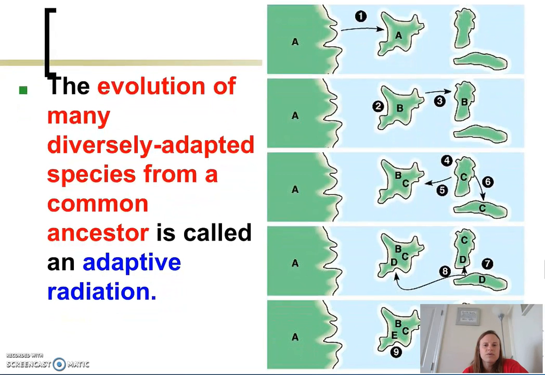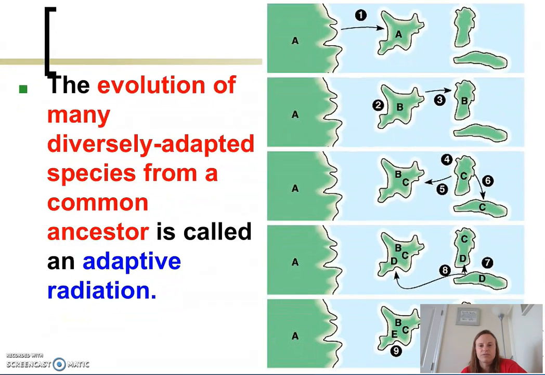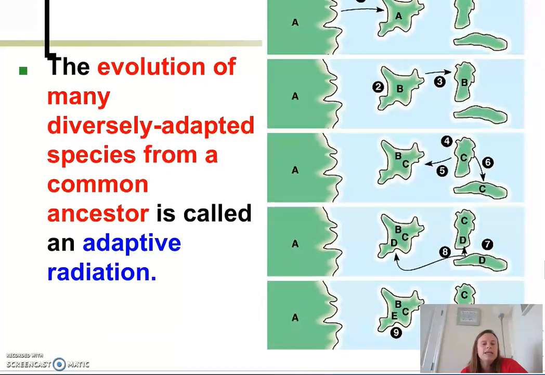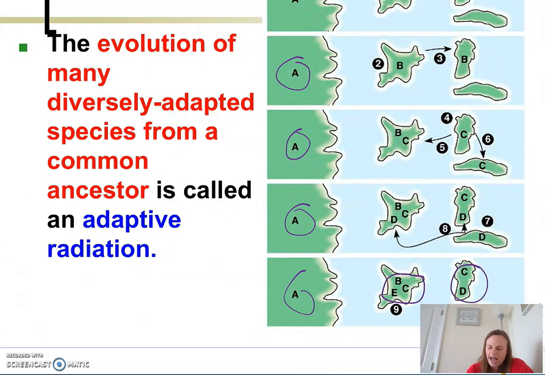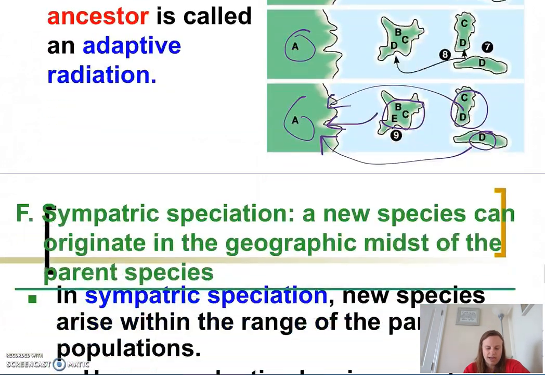You guys have seen this vocabulary word already, adaptive radiation. We saw it when we were talking about Darwin and his studies of the Galapagos Islands. It is the evolution of many diversely adapted species from a common ancestor. So do you see how all of these species actually evolved from this common ancestor A? That's known as adaptive radiation.